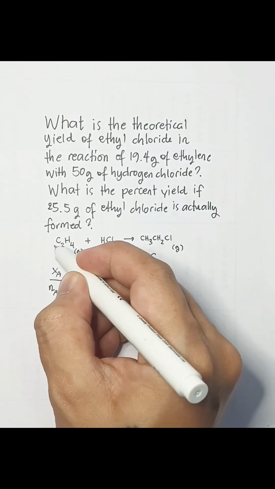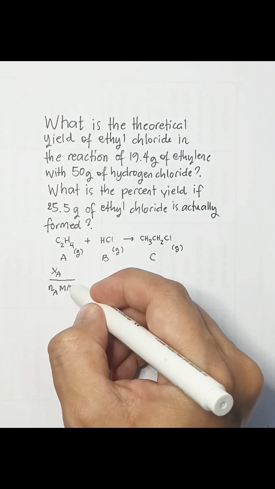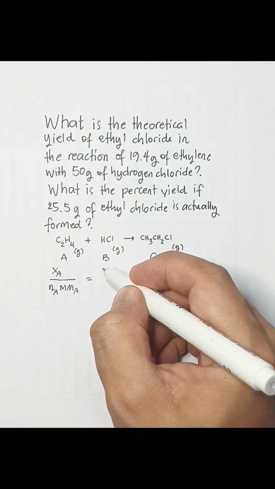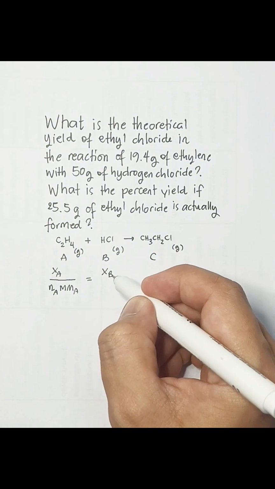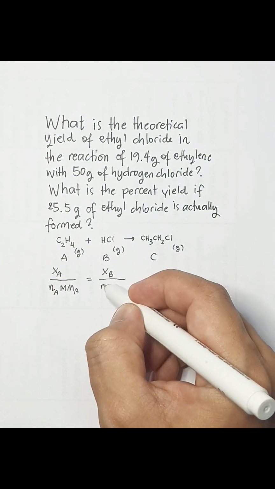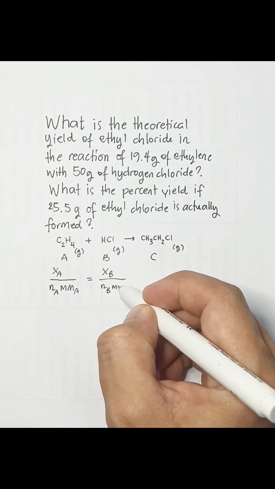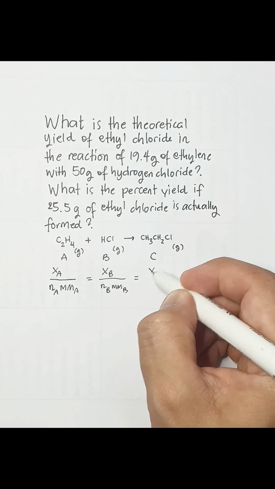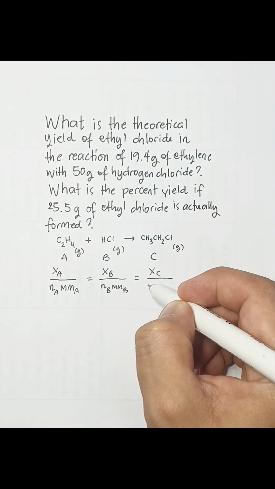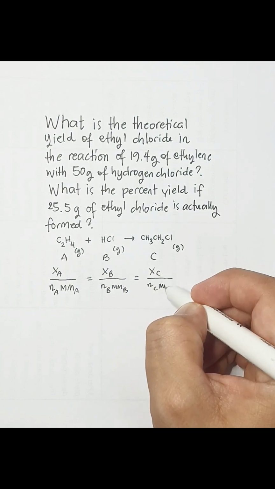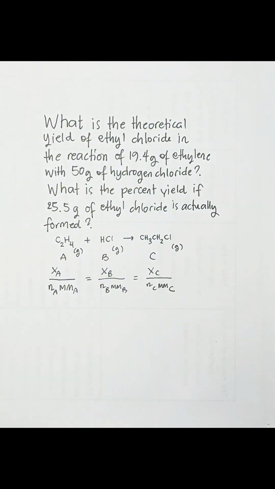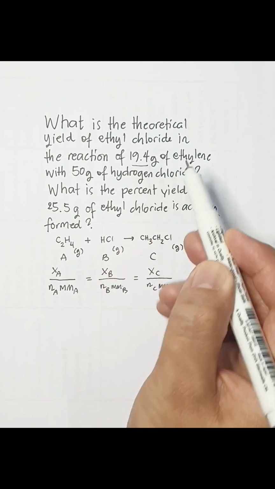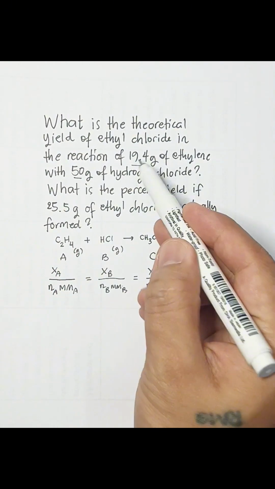On the reactant side, we have ethylene C2H4 plus hydrogen chloride HCl. On the product side, we have CH3CH2Cl or ethyl chloride. Then we will designate A as C2H4, B as HCl, and C as CH3CH2Cl. Since we are given the mass of each reactant, either one of them is the limiting agent.